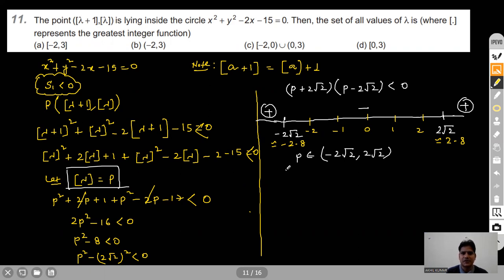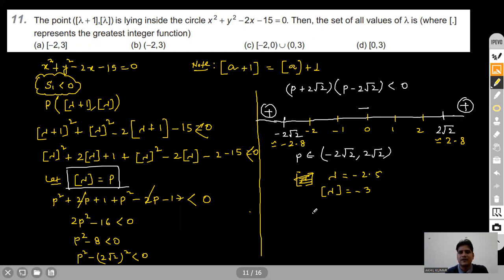So our greatest integer function can take values from minus 2 to 2. Let me write it as P, the greatest integer of lambda. This always gives an integral value as output. So where should this lambda lie basically? Suppose I am taking lambda as minus 2.5. So what will be the greatest integer function of lambda? In that case, it will become minus 3. But minus 3 is out of this range, no? This will go somewhere here.